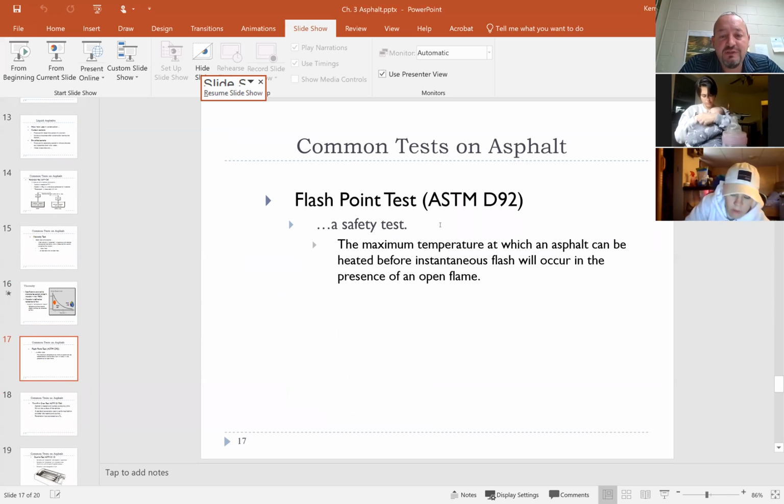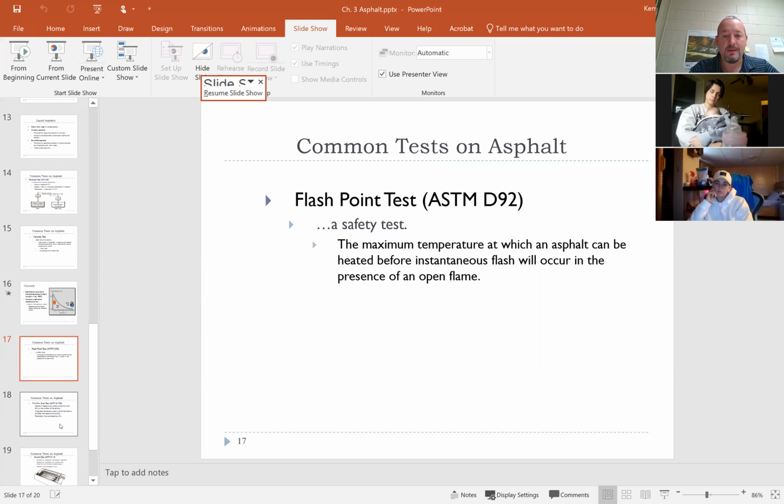Flash point test is a safety test. This is a petroleum-based product. Not nearly as volatile or dangerous as gasoline would be, but it will burn. So this is just finding the temperature at which instantaneous flash or flame will occur. So it's a safety test.